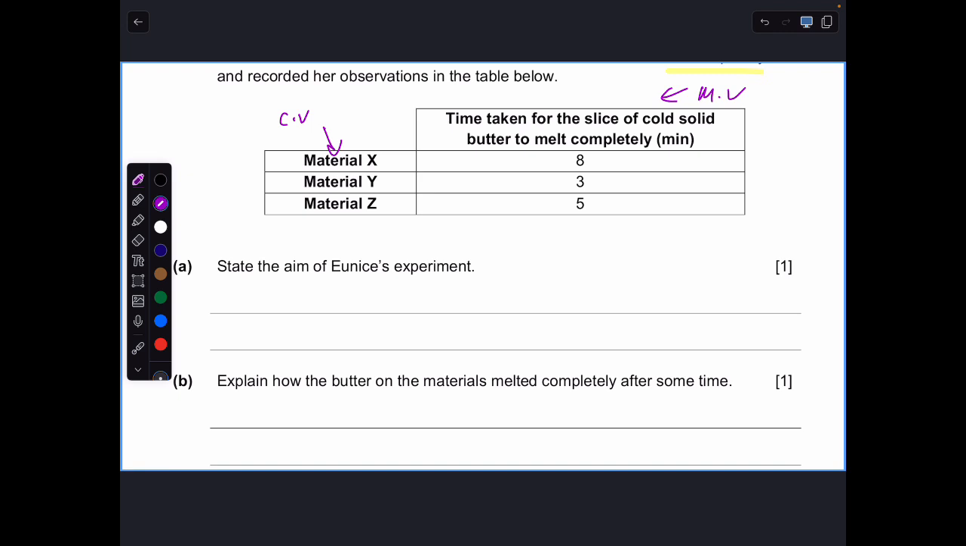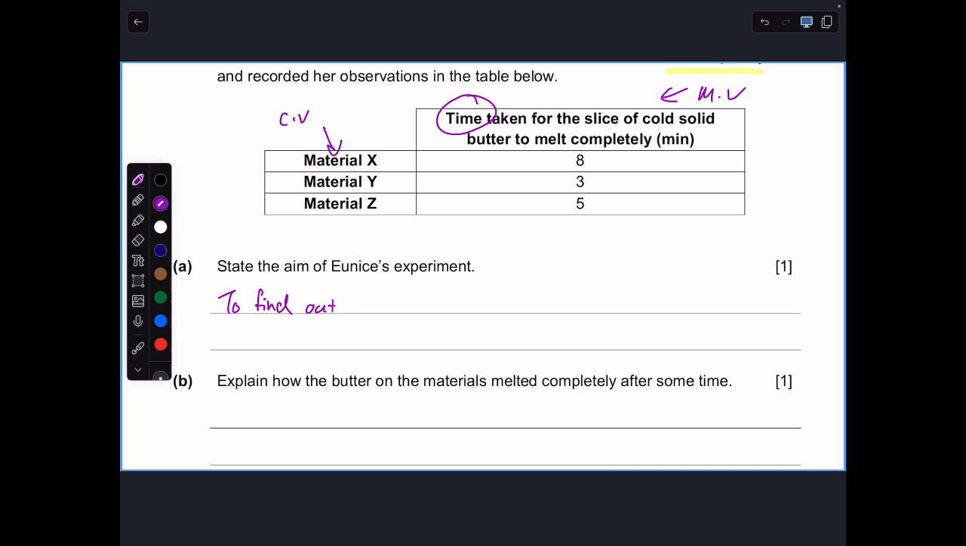Now the problem of this is a lot of you understood, but you were not careful. You went to find out which material is a better conductor of heat. Cannot, because there are 3 materials. It should be best conductor of heat or worst conductor of heat. Okay? Or you can say that because time is involved, you can say that to find out how different materials affect the time taken for the solid butter to melt. Okay?